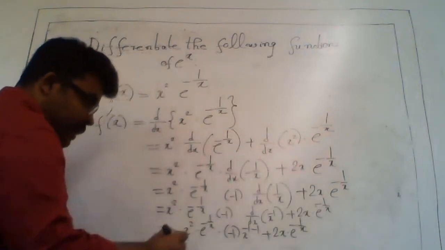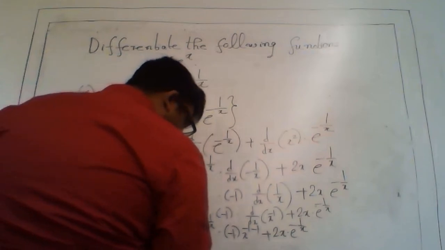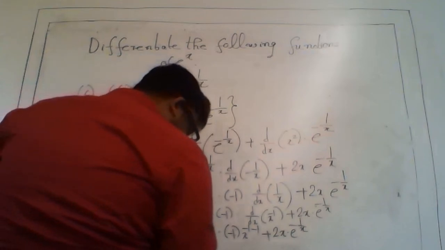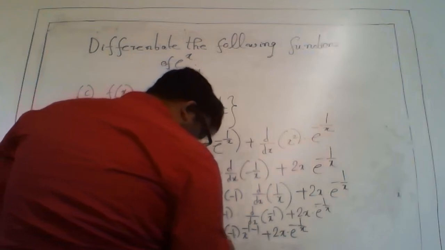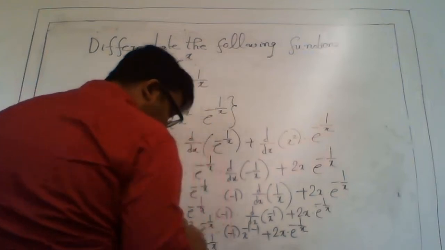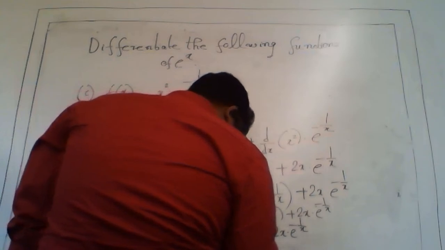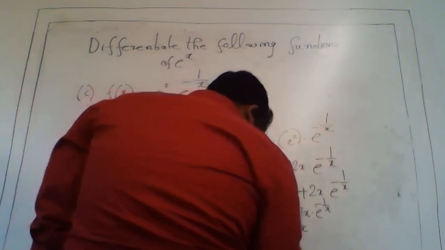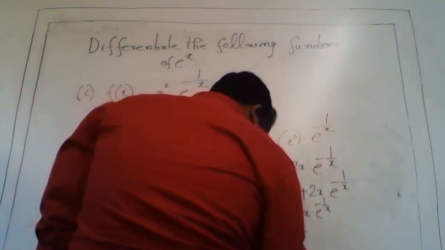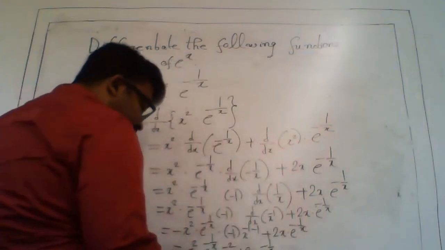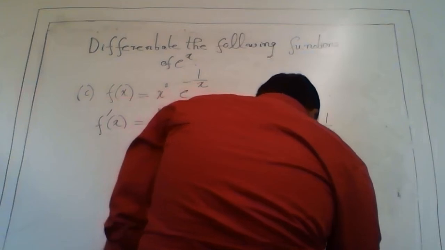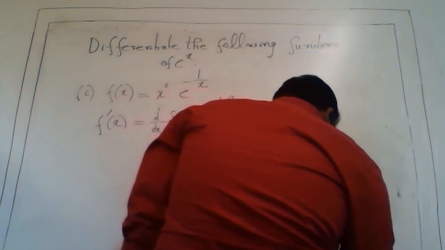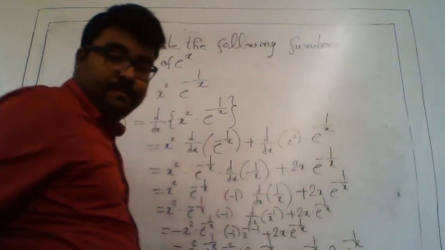So ultimately if you simplify, you will get x square times e to the power minus 1 over x times x to the power minus 2 plus 2x e to the power minus 1 over x. So this will get cancelled. It will be left with e to the power minus 1 over x plus 2x e to the power minus 1 over x.